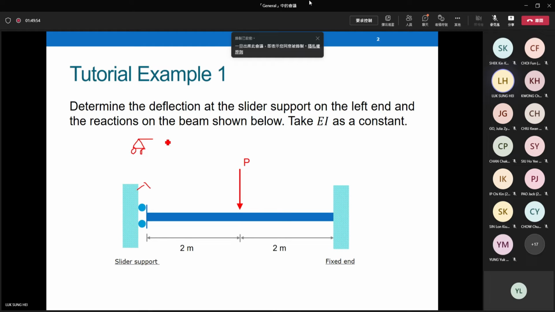Or I just put down a ball normally for roller support. Okay. This one is definitely different. It's a slider. Then what is the difference between slider support and roller support?